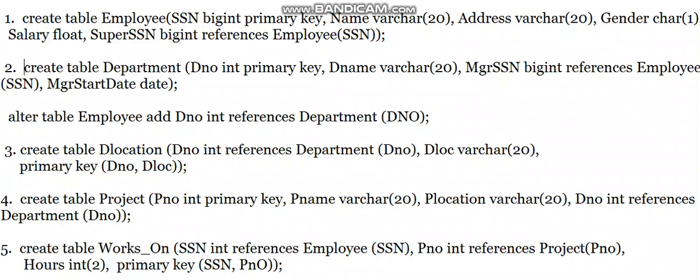Then I will create the department table. Now the manager SSN can be used because the employee table is already created, so I can refer to it. After creating the department, I go back to the employee table and alter it: alter table employee add department number, which I have missed, references department, department number. This is how we can create in two ways for this lab program.